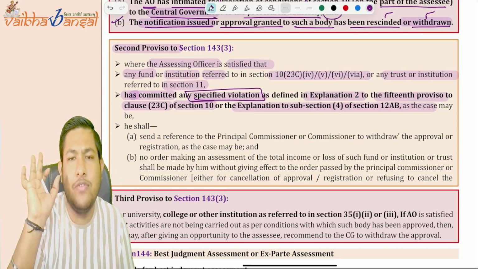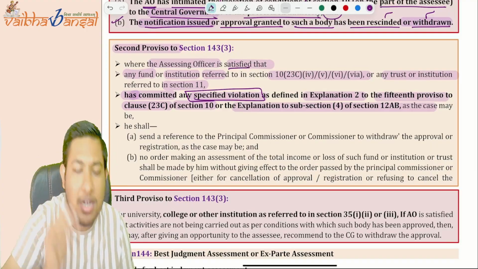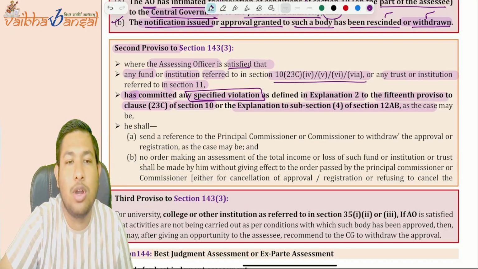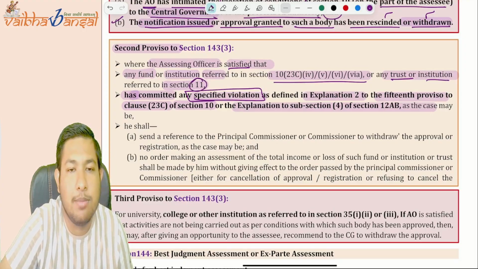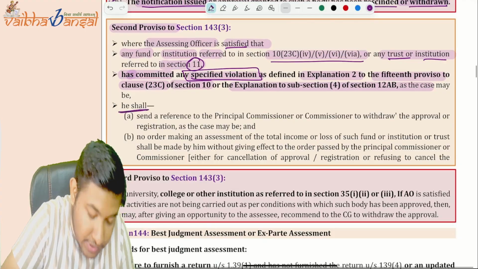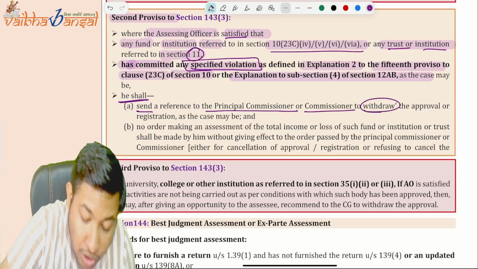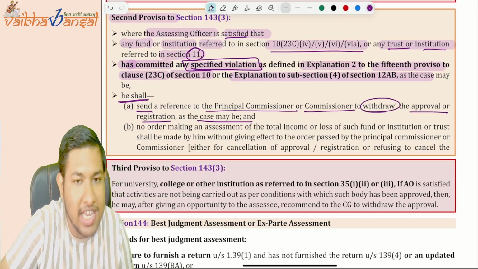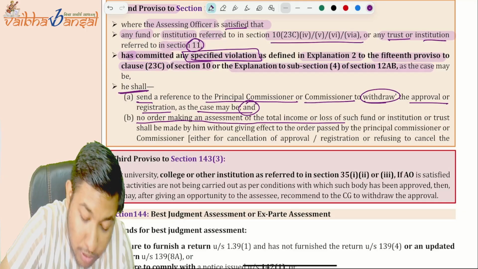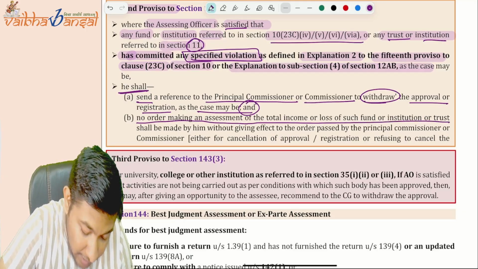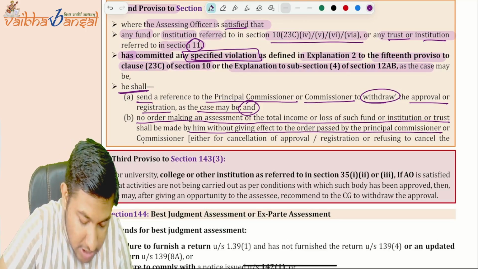If the assessing officer is satisfied that there is a specified violation done by any fund, institution, trust, or institution registered under section 11, the assessing officer shall send a reference to the Principal Commissioner or the Commissioner to withdraw the approval or the registration, as the case may be. Simultaneously, no order making assessment of total income or loss of the fund or trust shall be made without giving effect to the order passed by the Principal Commissioner or the Commissioner.